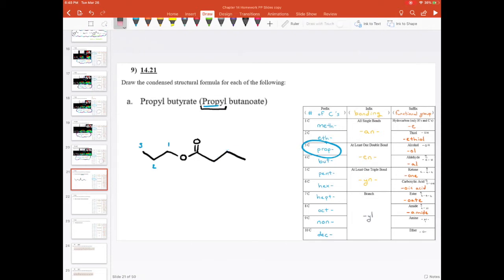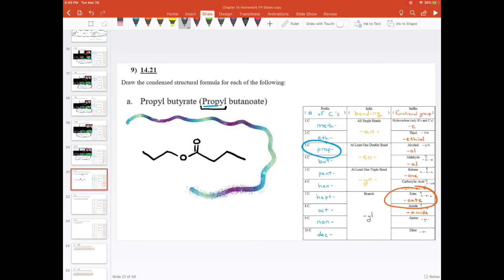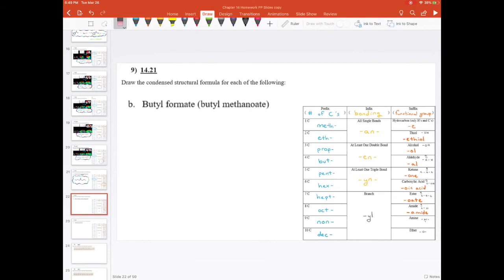The left part of the molecule is the propyl, and the right part of the molecule is the butanoate. And the functional group is this carbon double bonded to oxygen, single bonded to oxygen, then single bonded to carbon. That's the ester. So this molecule right here would be propyl butanoate. The butyrate here that they're giving you is a common name. So that's not an IUPAC name. Here, I'm going to go with the IUPAC name.